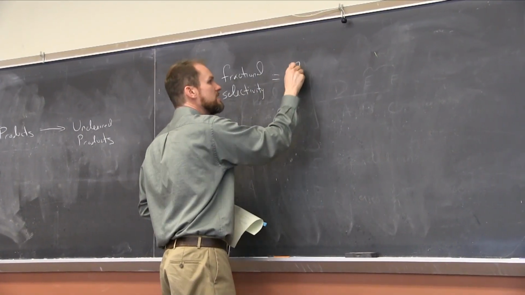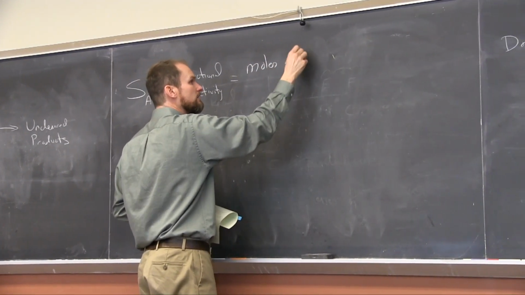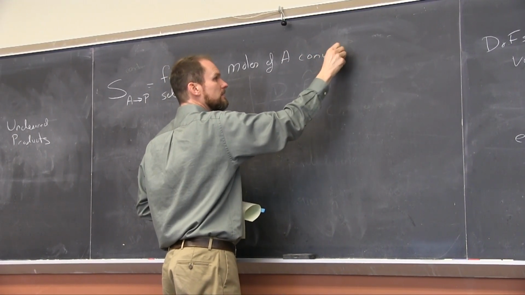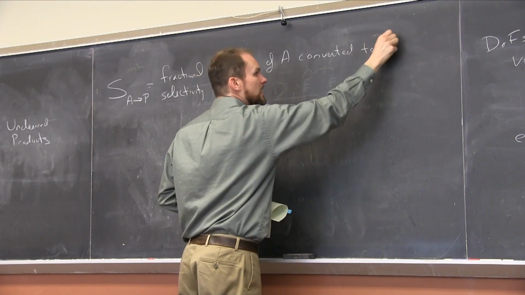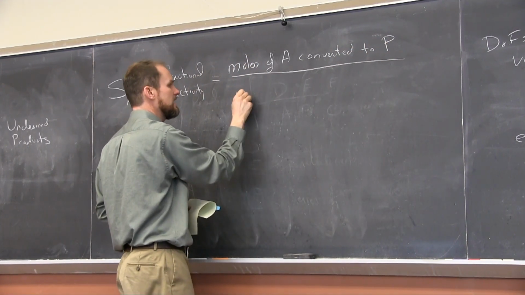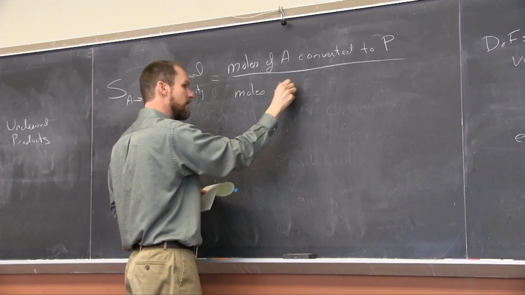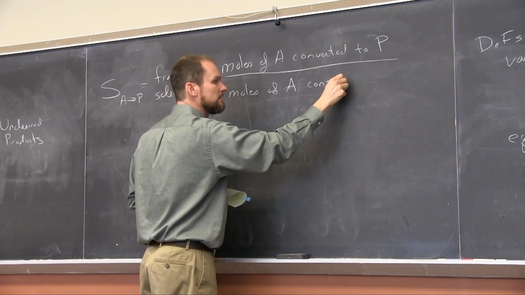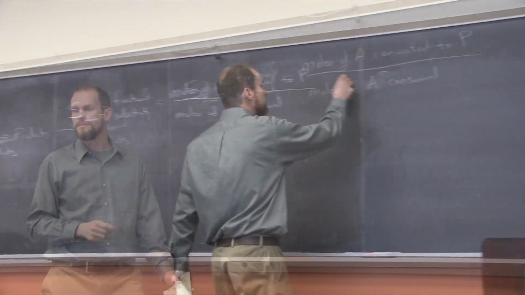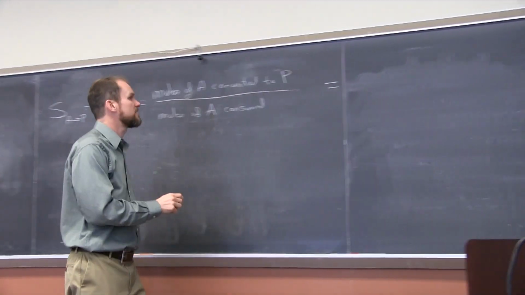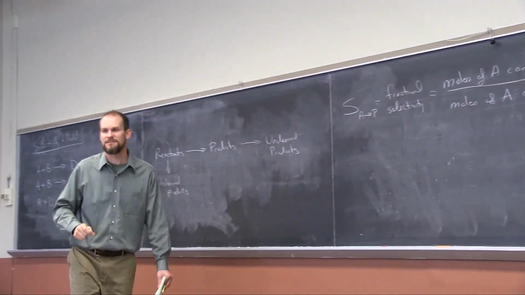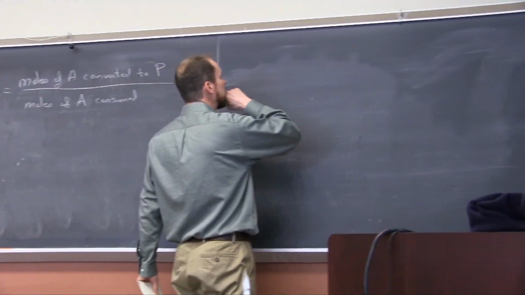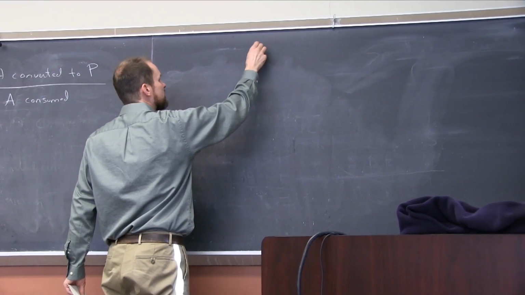We basically want to know how many moles of A are converted to the product P divided by how many moles of A are consumed. So let's see, how much gets converted to product? You remember our equations from before break? How much gets converted to products?